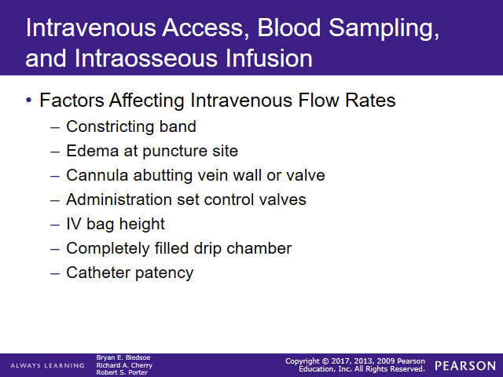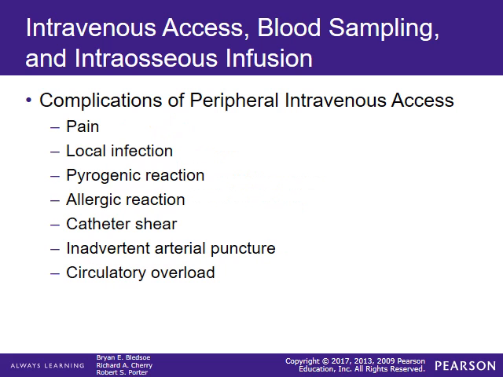The set of control valves on the administration set, and the height and the gravity involved with IV bag placement, are significant. And then there is always the need to keep the drip chamber appropriately filled and ensure that the catheter patency is adequate. Sometimes placing a catheter where it can get kinked near a joint can compromise the flow through the catheters, especially on the smaller diameter.